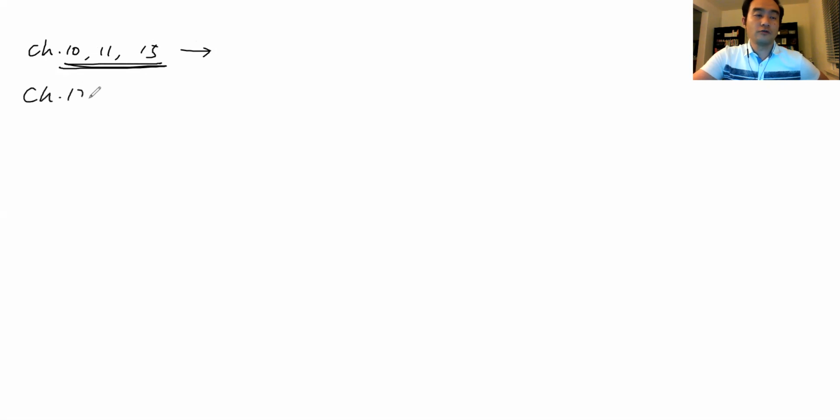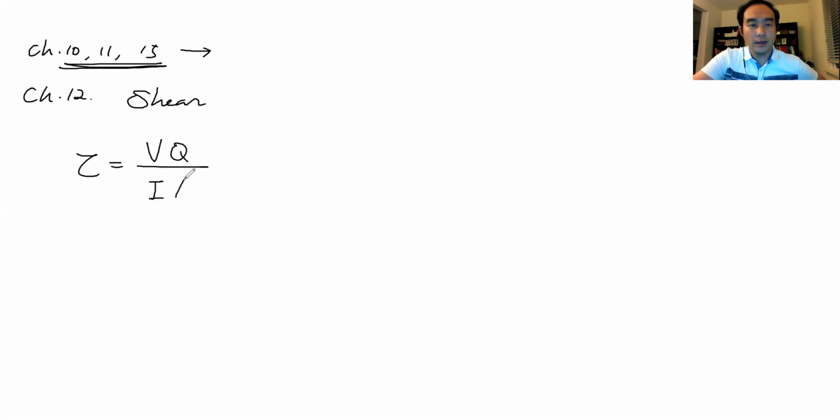Chapter 12, transverse shear. In this chapter, we talk about the shear stress. The bottom line, the main equation for chapter 12, is this: tau is equal to VQ over IT. The best way to understand this chapter is going through the example problems and the entertainment package problems. But let me just explain what each of the terms means.